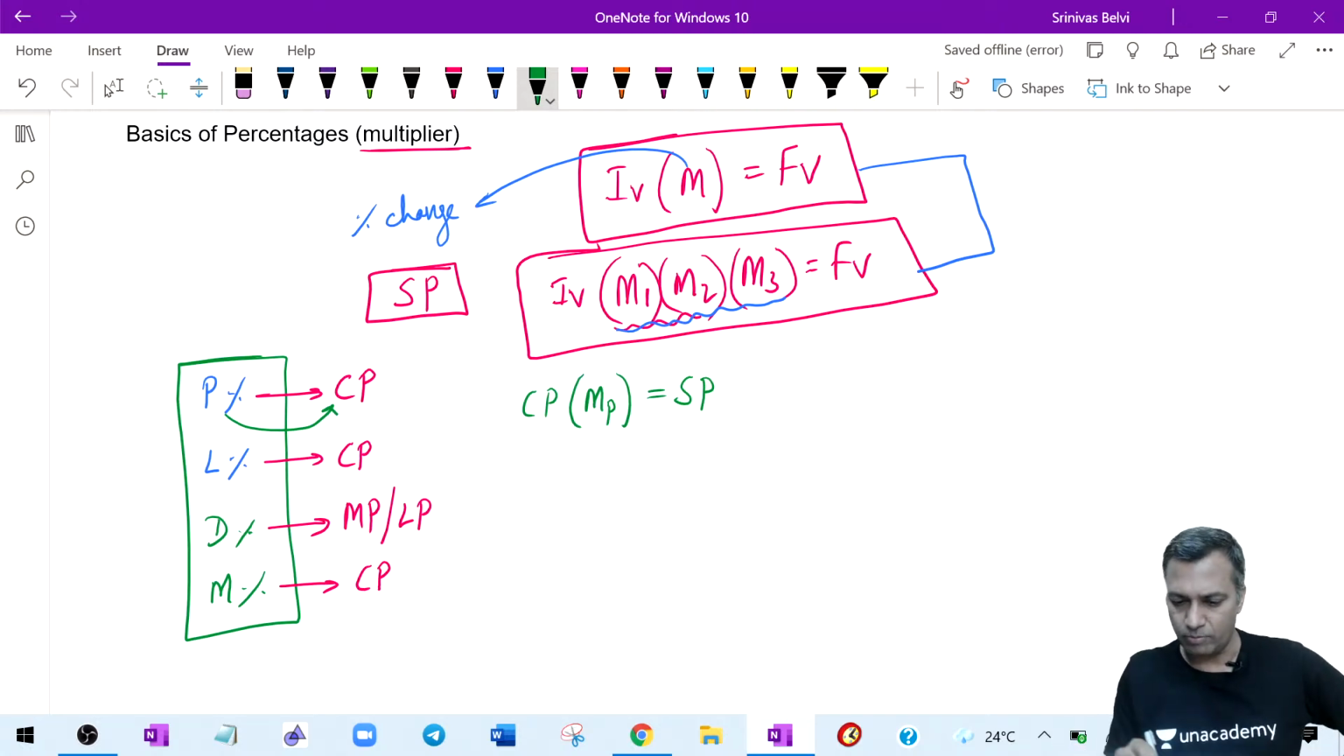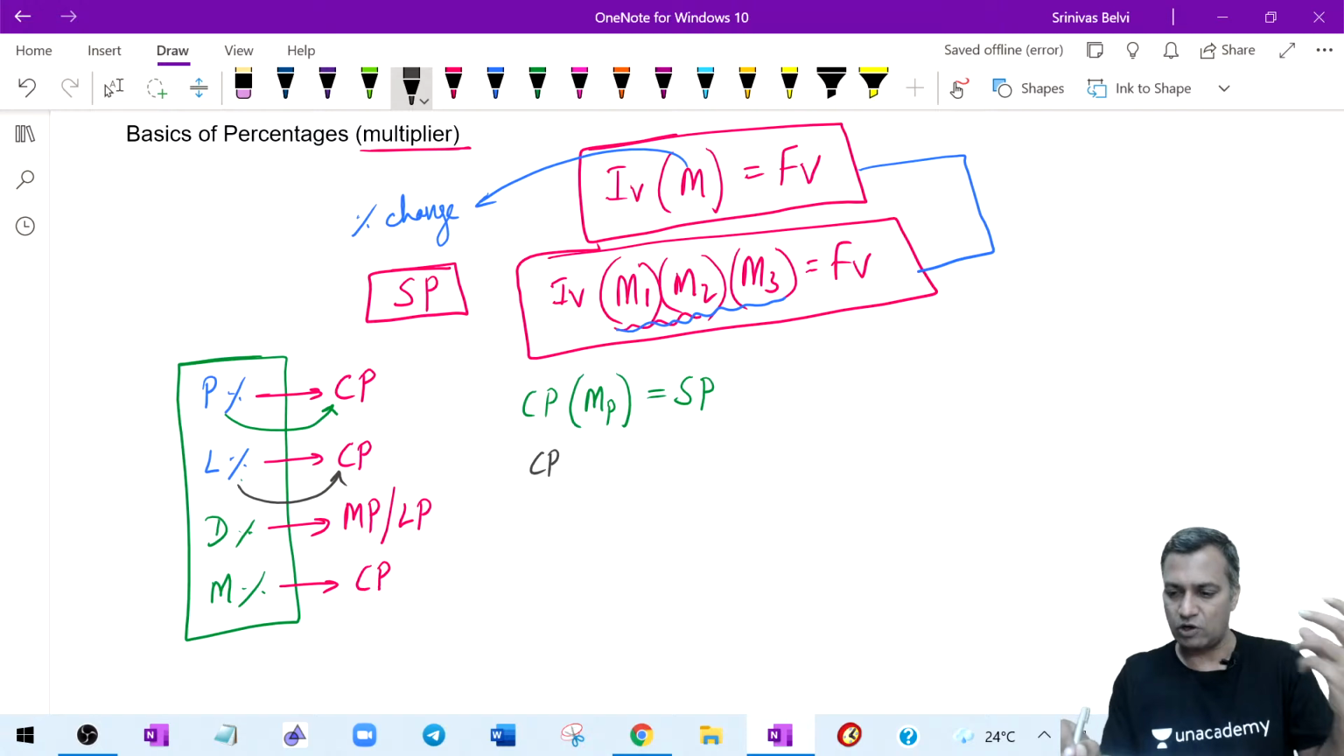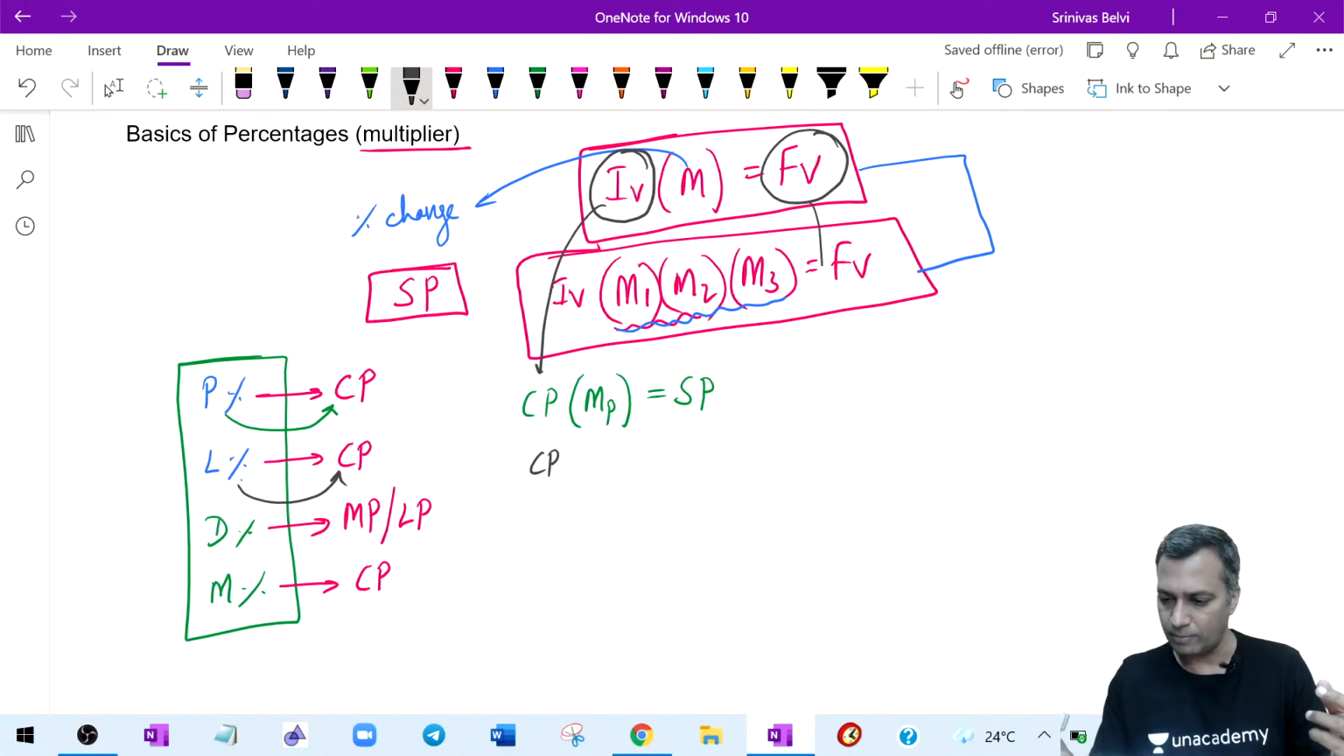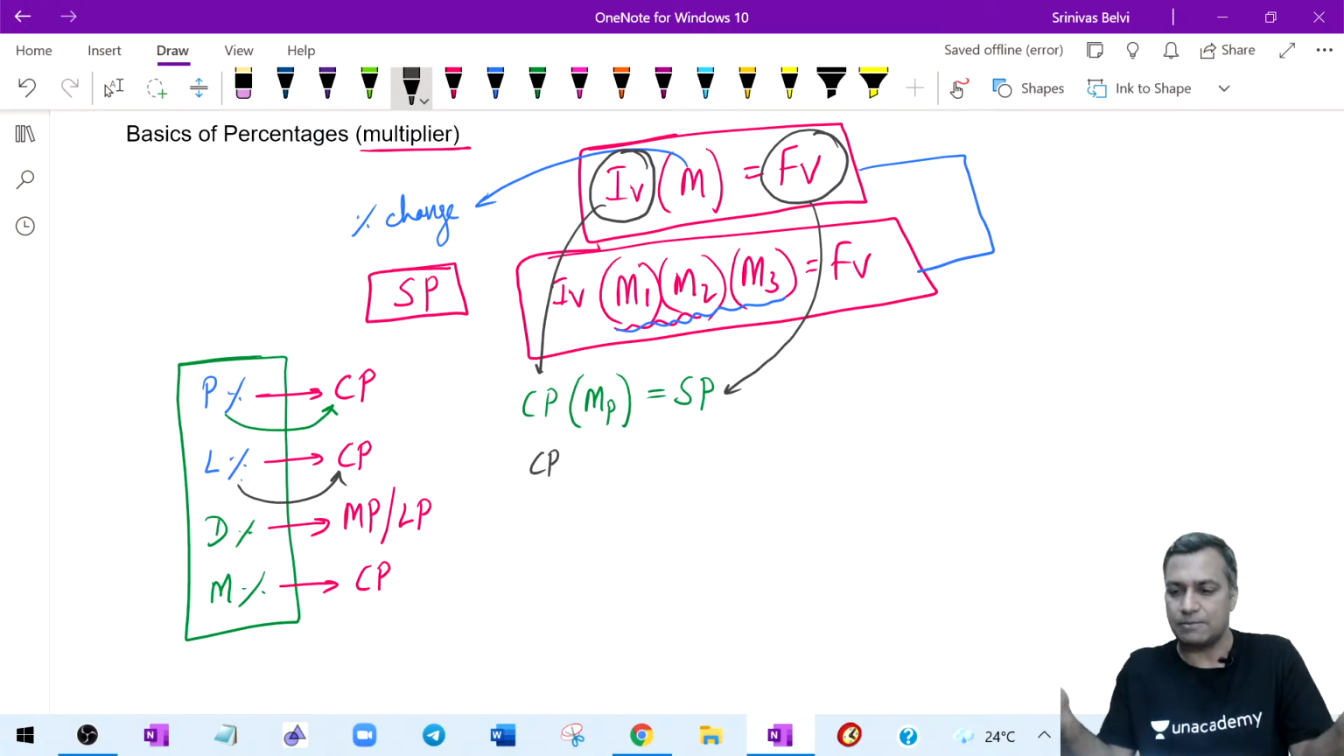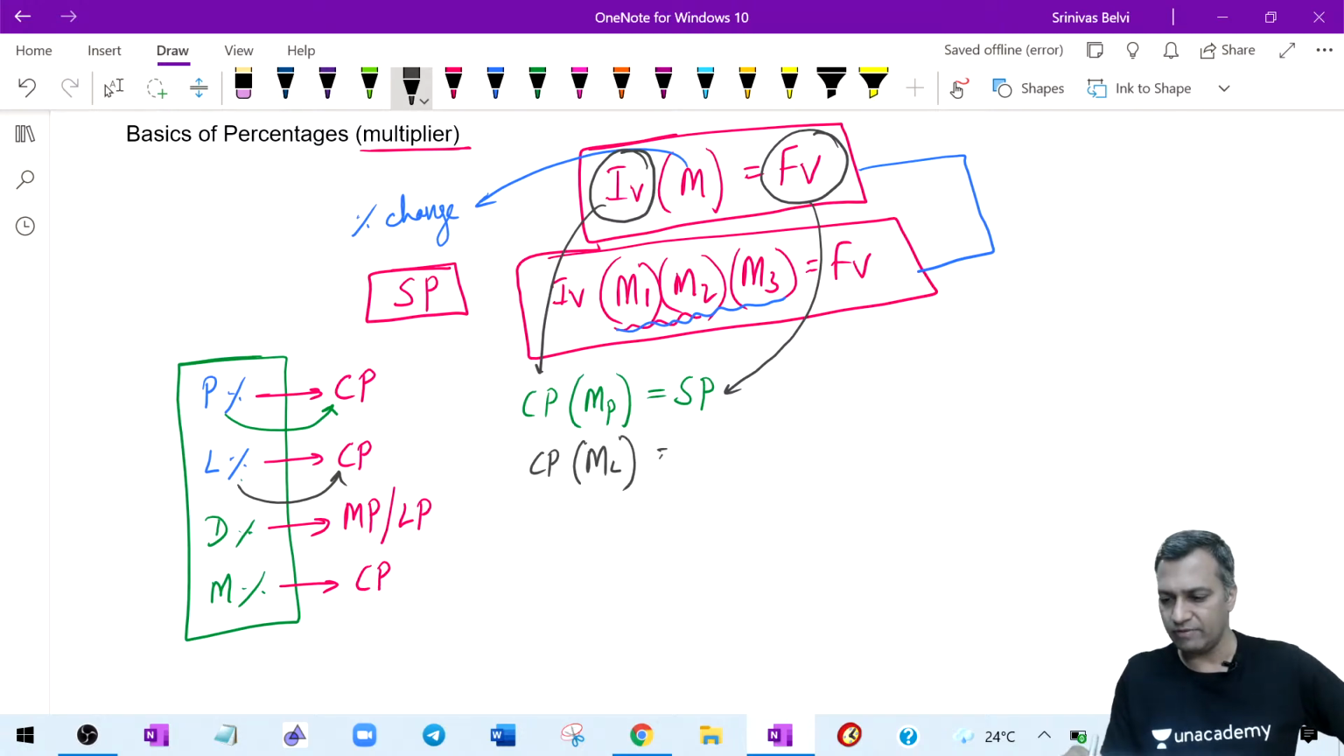Similarly, loss is also calculated upon cost price, which means cost price becomes my initial value. What is this final value I'm talking about? Selling price. This time I have the names, whereas yesterday I simply had initial value and final value. Today we are simply giving names to it. So, cost price, then multiplier related with loss, and then the selling price. If I remove the loss from the cost price, I end up at the selling price.